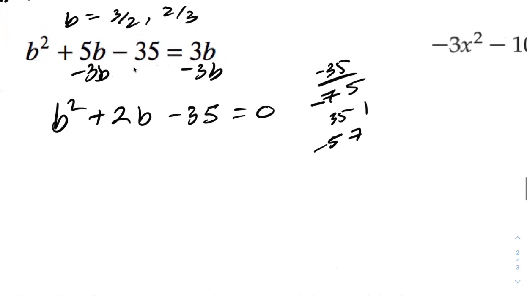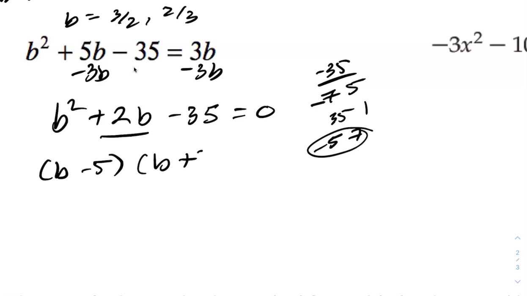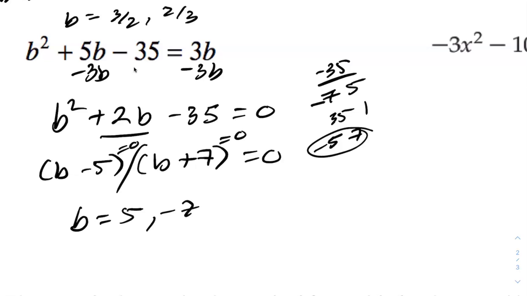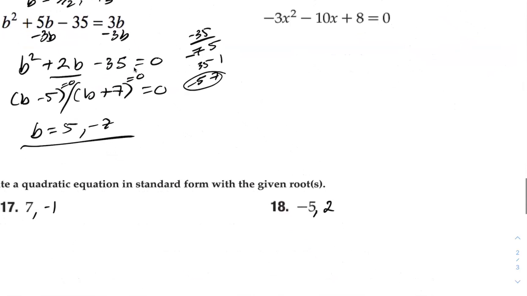I want it to be a positive 2, so that means the bigger number has to be positive, so it's this one. So it's going to be b minus 5, b plus 7 equals 0. Split, b equals 5, or b equals negative 7. Bad notation on my part. And there you go.